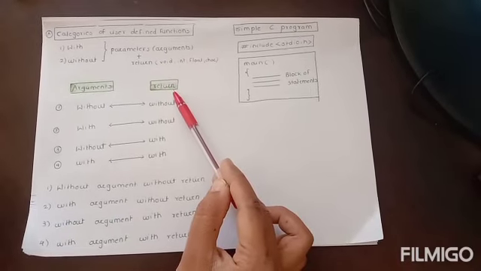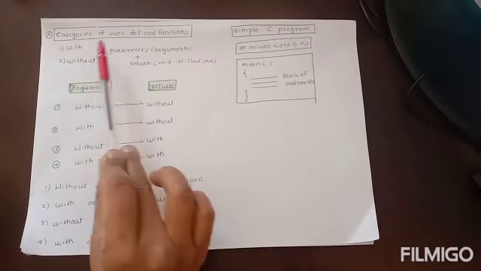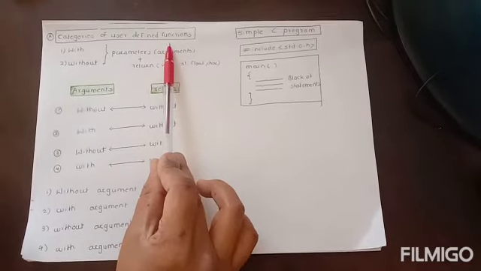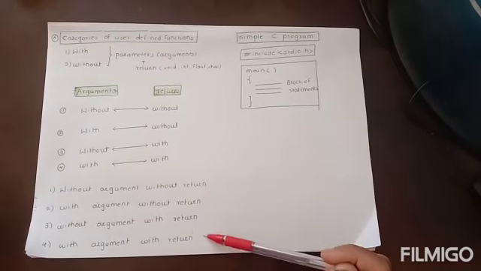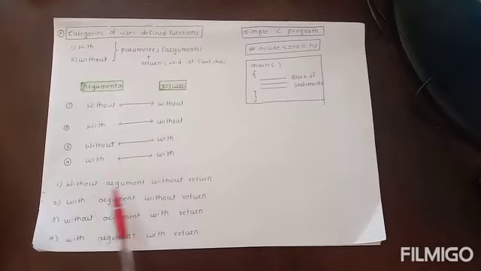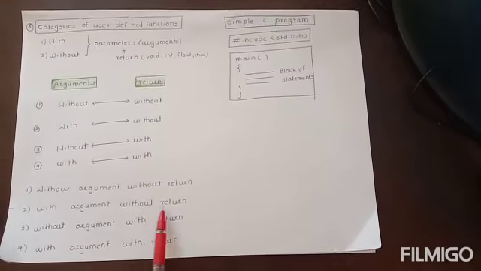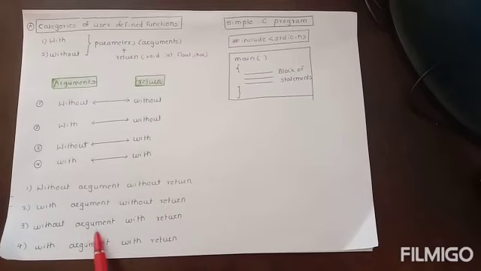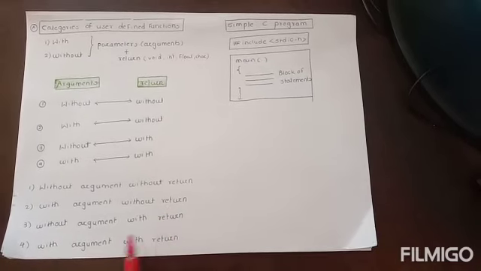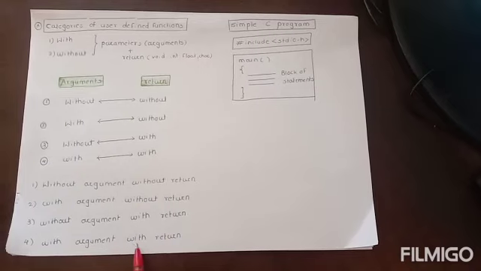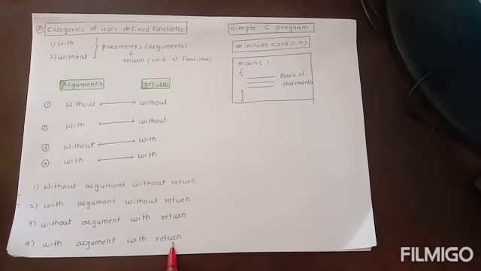So whenever we think about the categories of user defined function, we'll get a total of 4 categories: without argument, without return; with argument, without return; without argument, with return; with argument, with return.